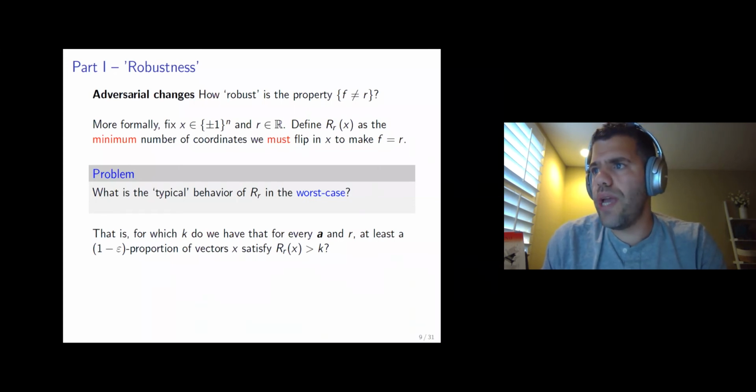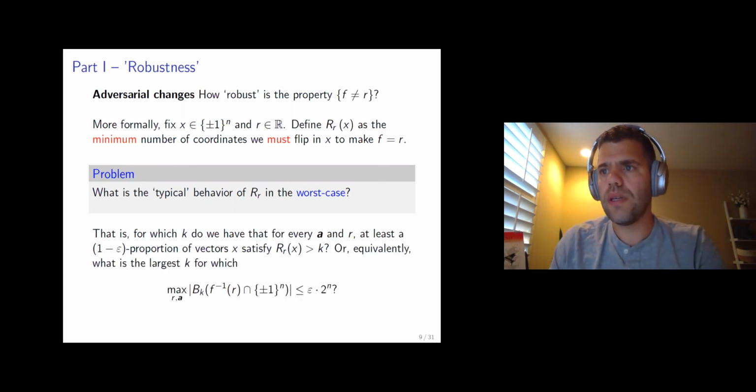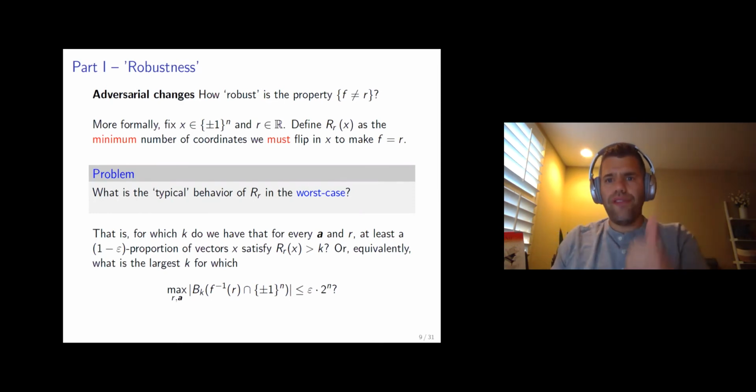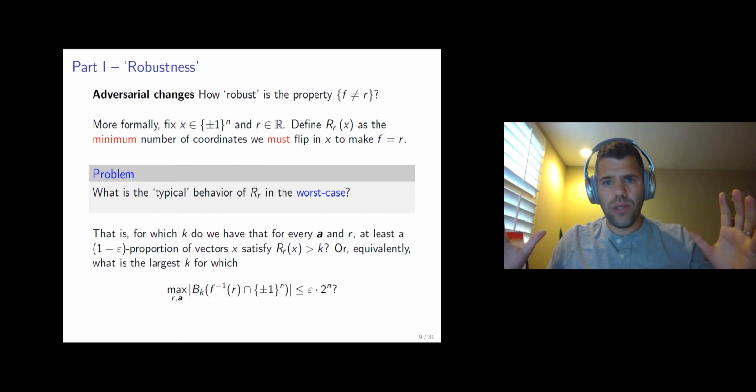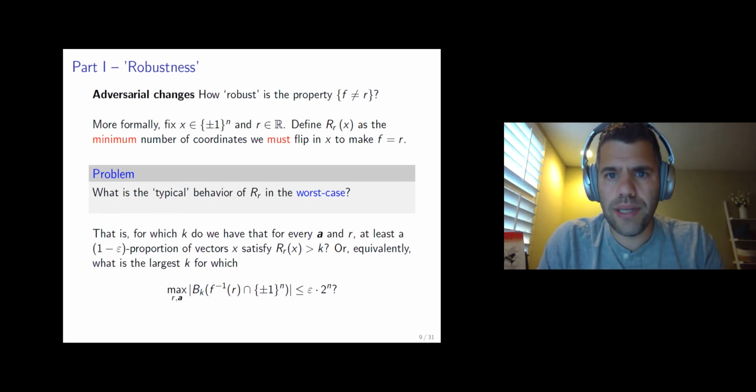That is, which k do we have that for every a and r, at least 1 minus epsilon proportion of vectors satisfy that the distance of the vector from a solution to f equals r is larger than k. Or equivalently, we can ask what is the largest K, such that if we consider the set of all solutions to F equals R in the Boolean hypercube, and take the Hamming ball around the solutions with radius K, you want to see what is the maximal K such that this Hamming ball is still quite small.